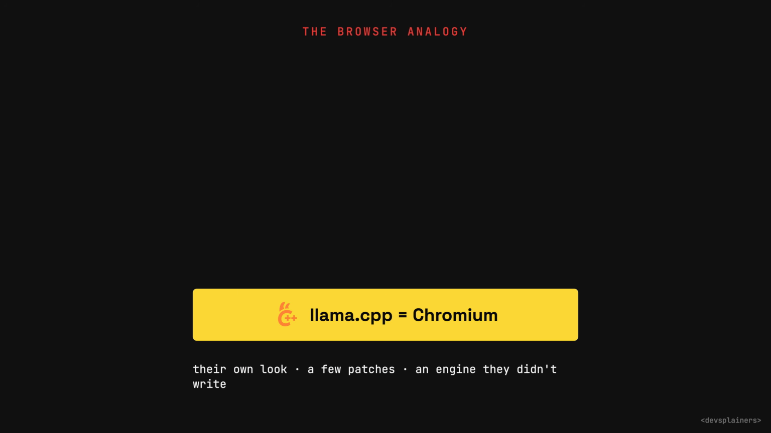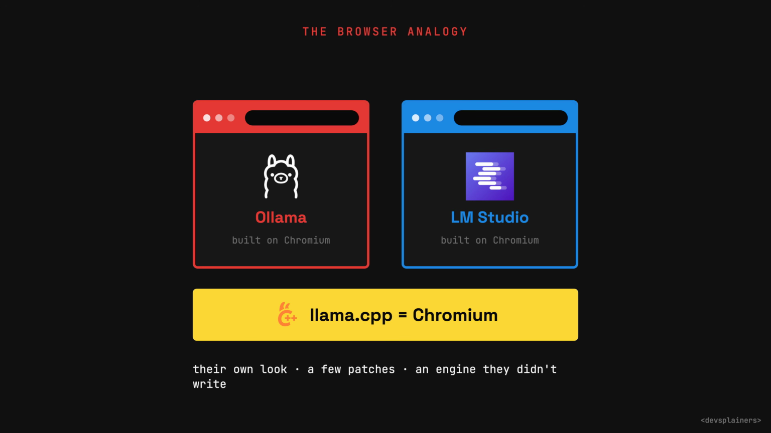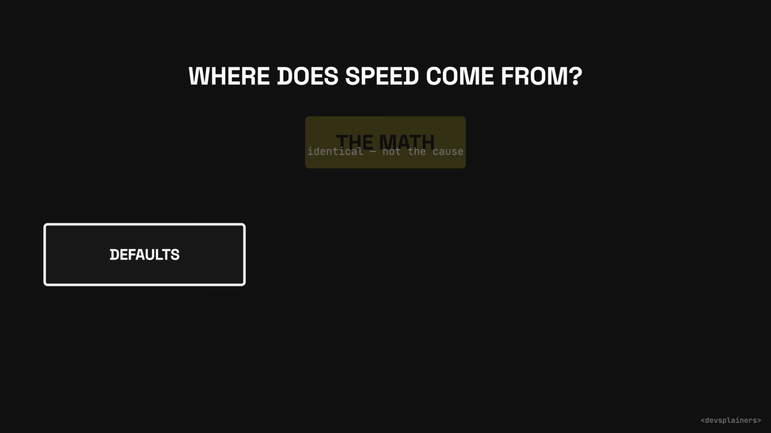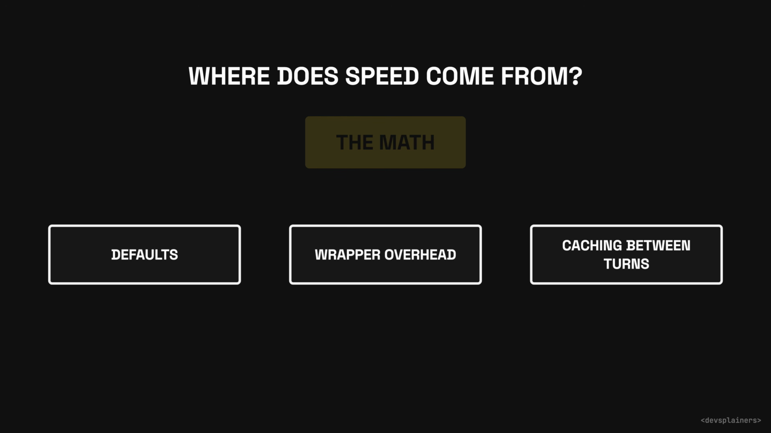llama.cpp is Chromium. Ollama and LM Studio are Chrome and Edge. Branded browsers, their own look, a few of their own patches, sitting on an engine they didn't write. Why does this matter? Because real speed differences can't come from the math. It's the same code in all three. They come from defaults, from wrapper overhead, from how each tool remembers your conversation between turns. So when you choose a faster runner, what you're really choosing is a better configured one.